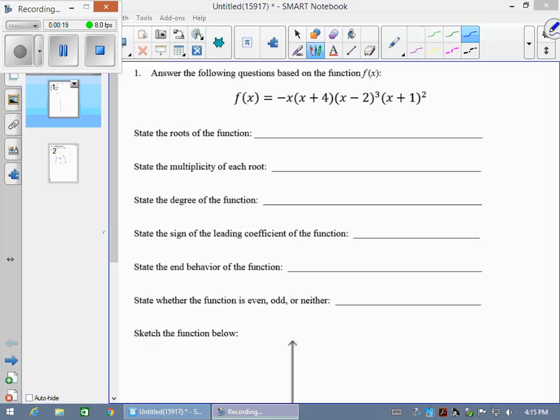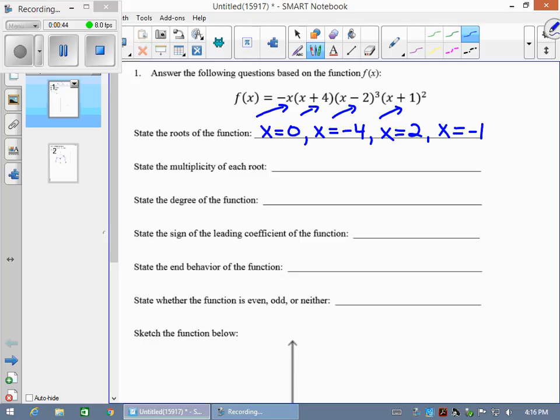So if I look at my factored function, I can see that my first root is going to come from the factor x, so x is equal to 0. Second root comes from the factor x plus 4. So that's going to give me a root of x equals negative 4. Then I look at the factor x minus 2. That's going to give me a root of positive 2. And the factor of x plus 1 is going to give me a root of negative 1.